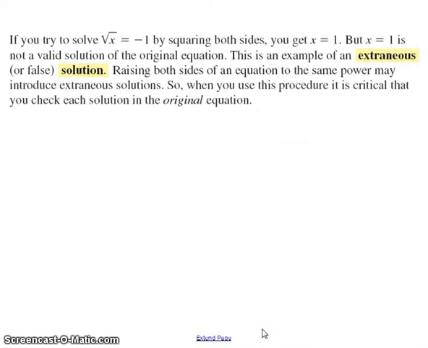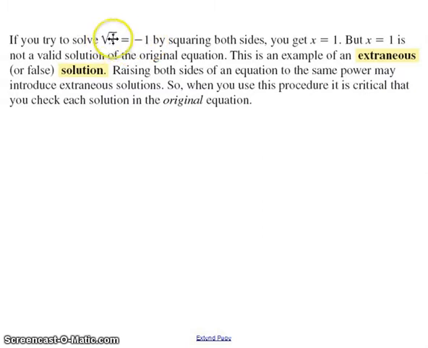Here we have a paragraph taken straight from the textbook because I want to emphasize this idea that you can get an extraneous solution. The most classic example, the simplest example where you might get that: imagine you were asked to solve for x when the square root of x is equal to -1.